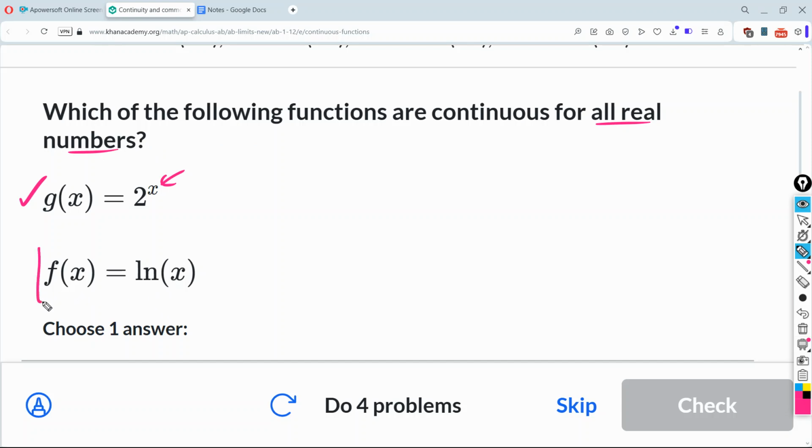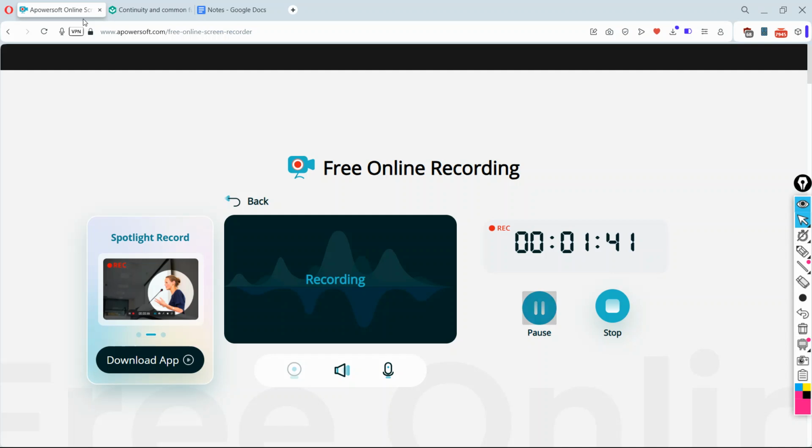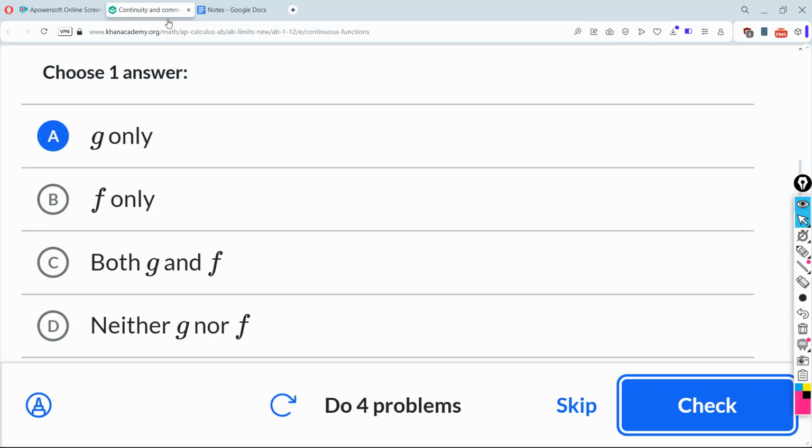But if you look at this one here, f of x equals ln of x. Well, in this case, x has to be greater than 0. If you go to your calculator and try to type in ln of 0, it's going to give you an error message, because the graph of ln of x is undefined at x equals 0. And really, anything where x is less than 0 would not work either. So this one is not continuous for all real numbers, only g of x. So g only.